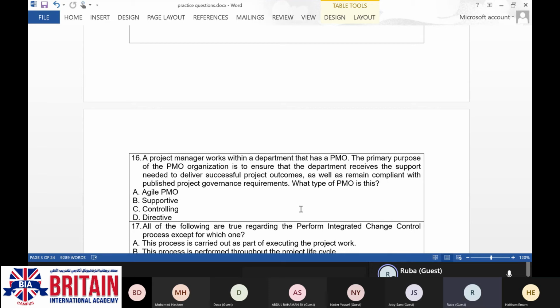I'm not sure, but I've chosen supportive. Supportive? I don't know this question. What is supportive? If anyone remembers the difference between supportive, controlling, and directive, I would appreciate if someone reminds us of the difference between the three options. Engineer Muhammad, do you still remember? Engineer Muhammad?